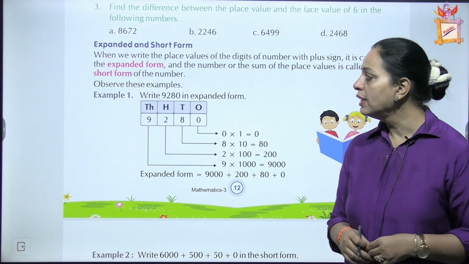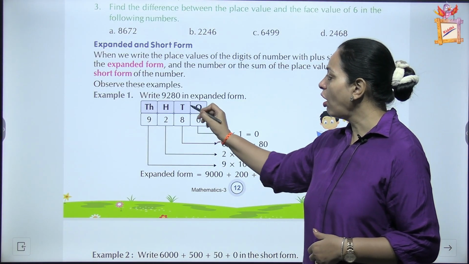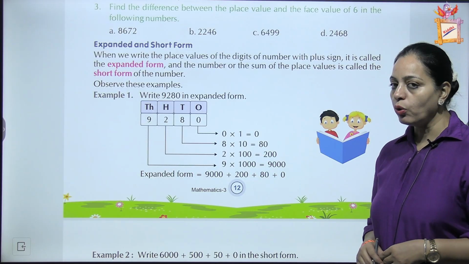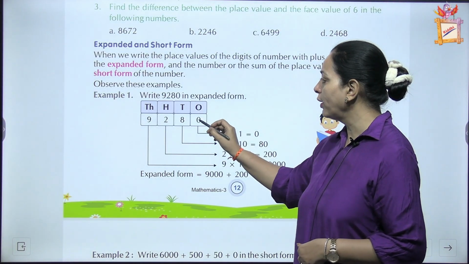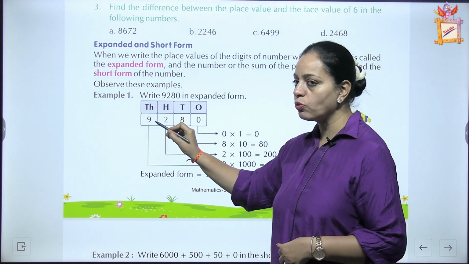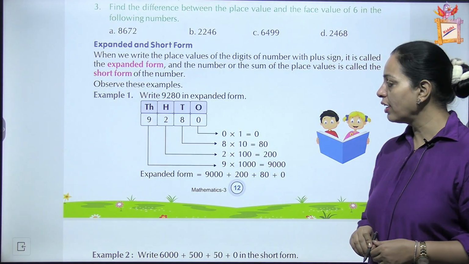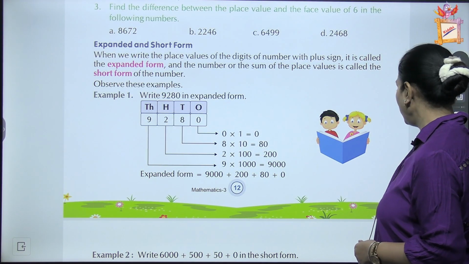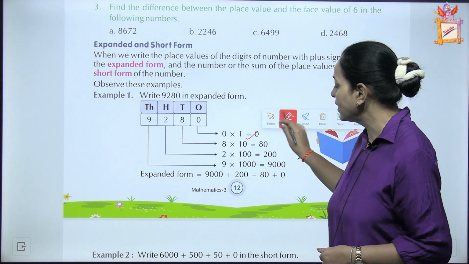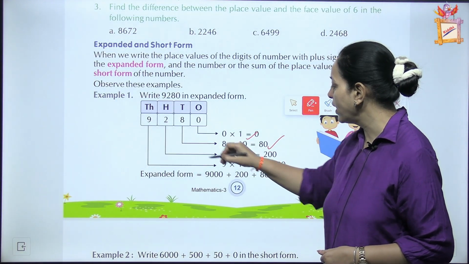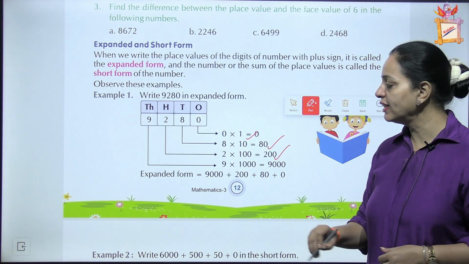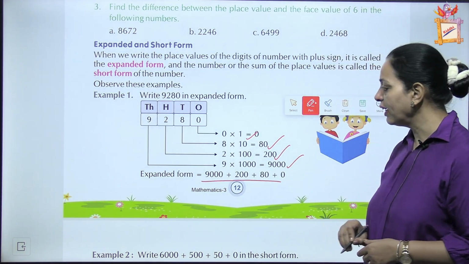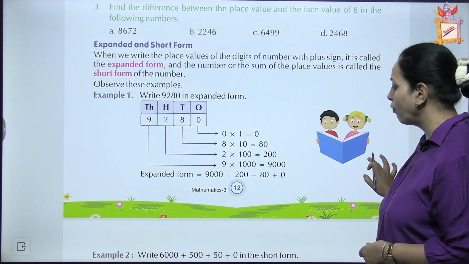See example. Example 1, write 9280 in expanded form. So here 9280, 1s, 10s, 100s, 1000s, write the digits. Now find the place value of each digit. So 0's place value is 0, 8 is at tens, 80, 2 is at 100, 200, 9 is at 1000, 9000. We will add all of them. This is the expanded form.